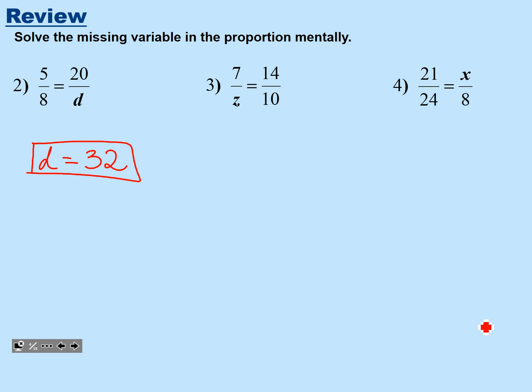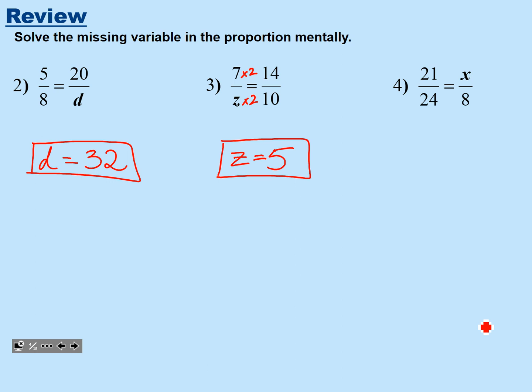For number 3, very similar. What times 7 will equal 14? So I know it's times 2 here. So you have to multiply the 2 in the bottom. So what does z have to equal? z would have to equal 5.